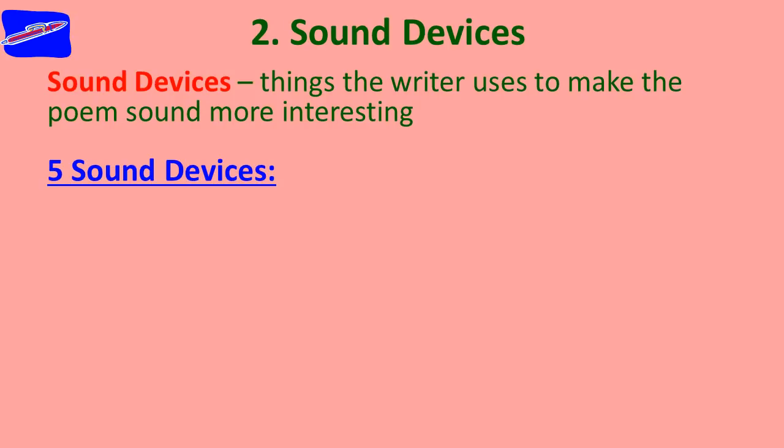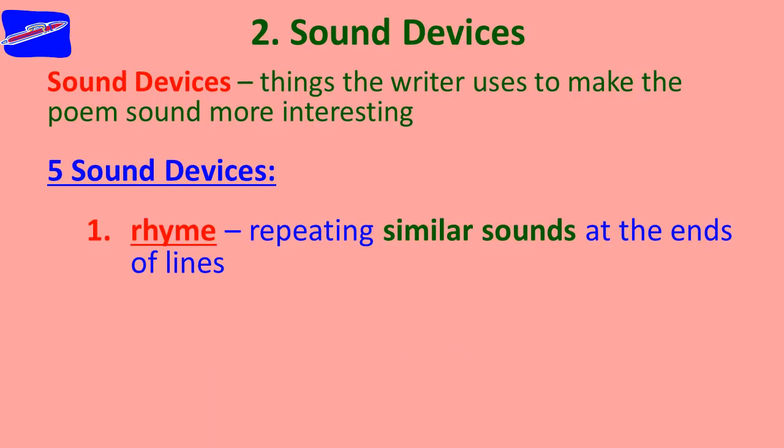The first sound device, of course, is rhyme. And rhyme is what most people think about when they think about poems. Rhyme is defined as repeating similar sounds at the ends of lines. And it's the first thing we think of when we think of poetry, though as we've seen, not all poems will necessarily rhyme.